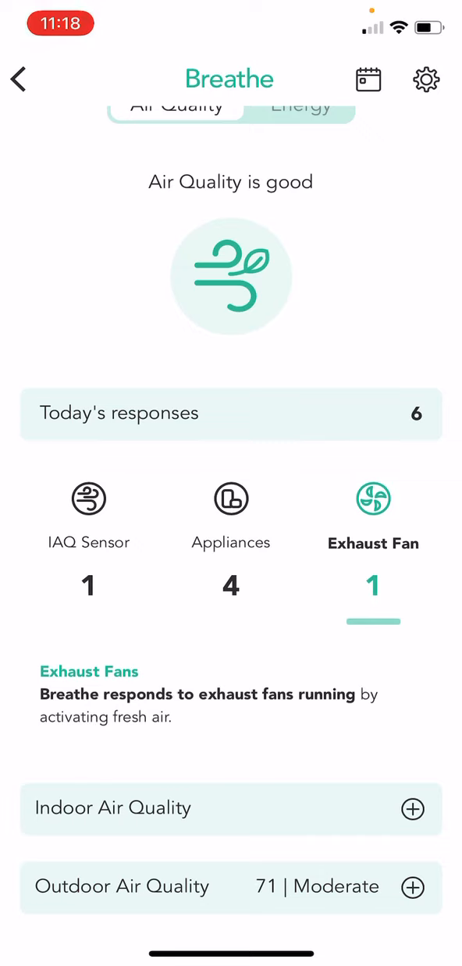CFM, cubic feet per minute, think about a cardboard box, 1 foot by 1 foot by 1 foot. Typical bathroom fan, anywhere from 50 to 100 CFM. So think about a typical bathroom, 100 boxes of air being expelled every minute.